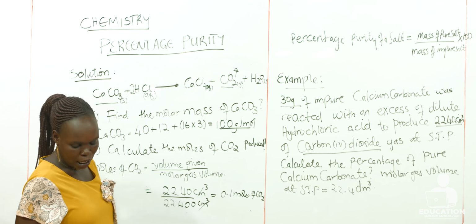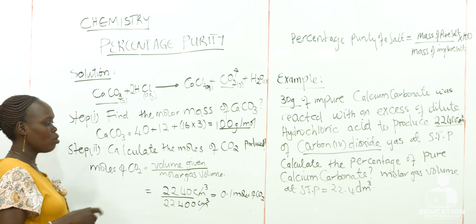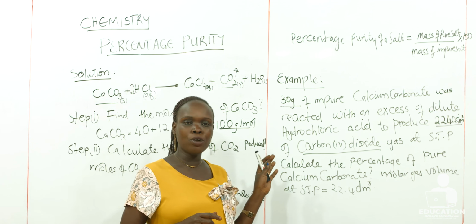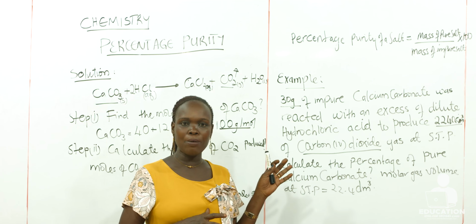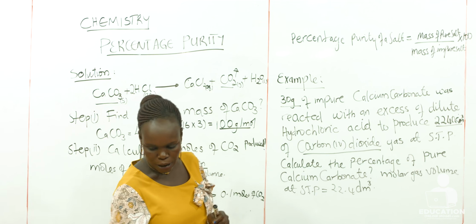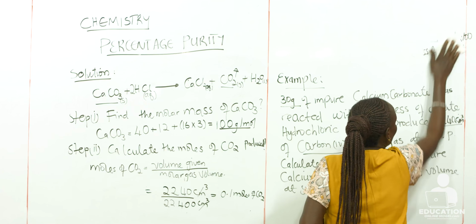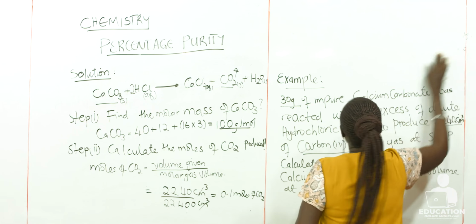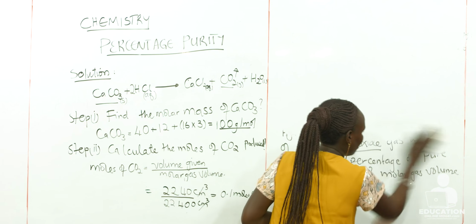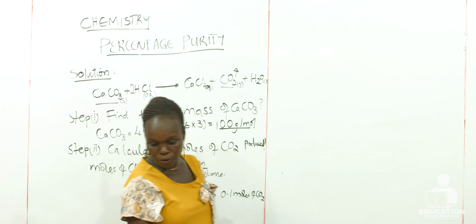We have to remember that this is 0.1 mole of carbon dioxide that has been produced from the reaction of calcium carbonate with the excess hydrochloric acid. So we need to go ahead so that we get the pure substance in this reaction. We shall go ahead and continue from there.